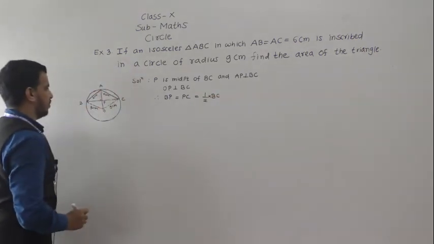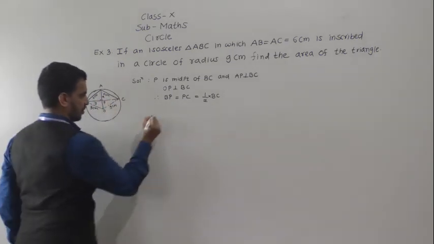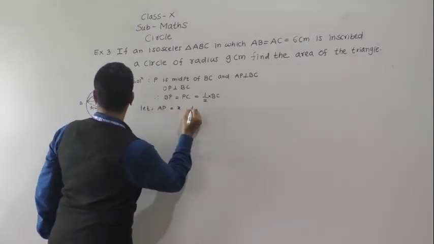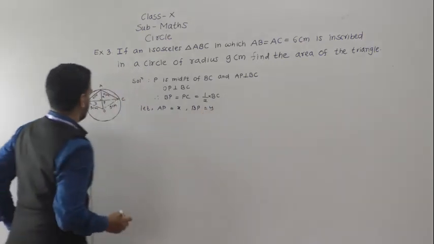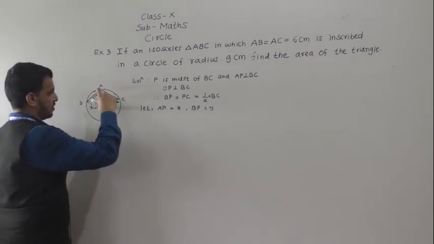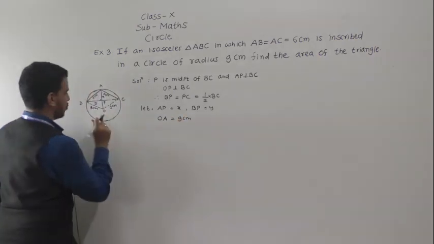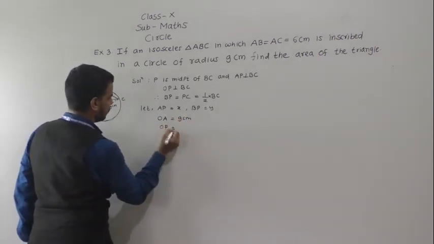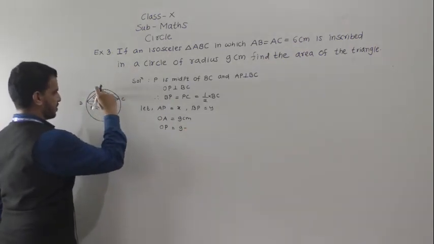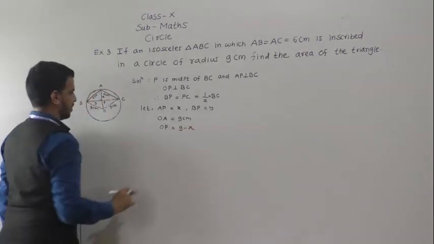Okay, now let AP is equal to X and BP is equal to Y. Now here OA is equal to 9 centimeter, because OA is also a radius. So OP, how do we write? OP we can write as OA minus AP. Okay, so that is 9 minus X. So OP is equal to 9 minus X.